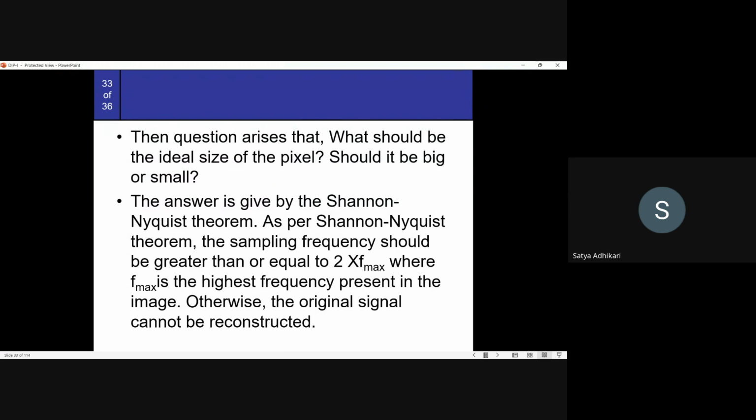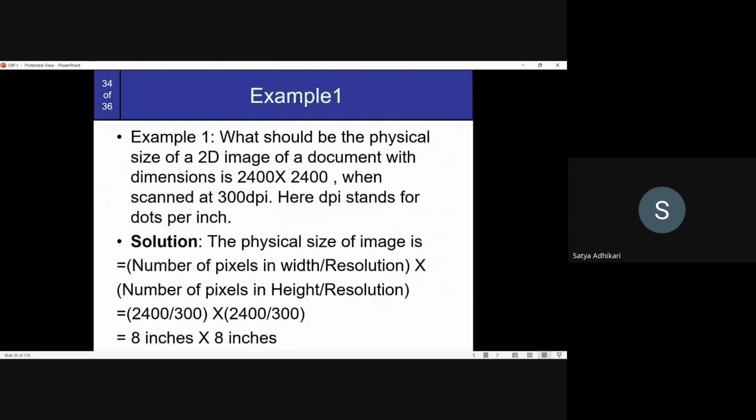According to it, the sampling frequency should be greater than or equal to 2 times f max, where f max is the highest frequency present in the image. You know that there are different frequencies, different gray level values. One pixel with the highest frequency is known as the 2 f max here. Otherwise, the original signal cannot be reconstructed, and the image has less quality.